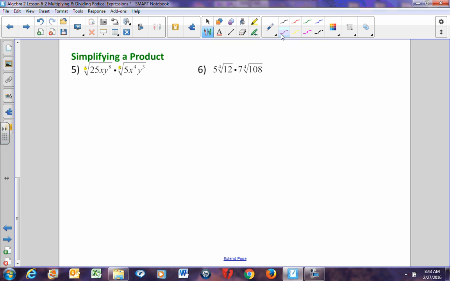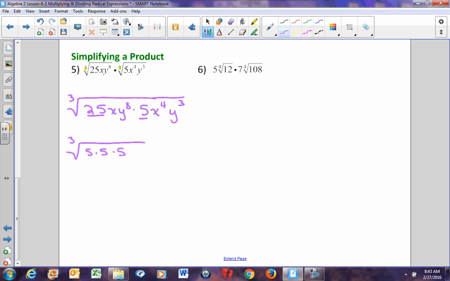Okay. Now that I've done that, I know I'm looking for the cube root of 25x y to the 8th times 5x to the 4th y to the 3rd. I'm just going to make this easy on myself. That's the cube root. 25 is 5 times 5, and I still have this other 5. So I have 3 5s, 2 of them coming from here, 1 of them coming from there. X to the 5th, y to the 11th, because when you multiply powers, you add the exponents.